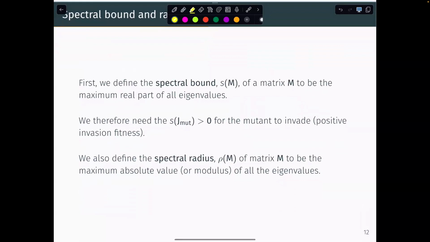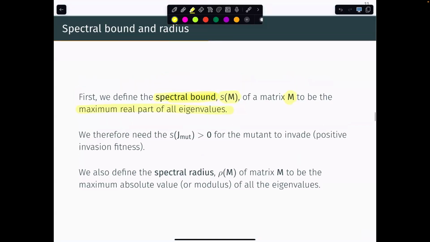So before we can get to the next generation matrix, we just need to go through a couple of bits of terminology. They're pretty straightforward and we won't spend a lot of time with them, but it's just to understand where this next generation method comes from, or at least what it says. The first thing is we need to define the spectral bound, or S of M, where M is any matrix. And this spectral bound is just the maximum real part of all eigenvalues. So you take all your eigenvalues and you find the maximum real part from those eigenvalues. That's called our spectral bound.